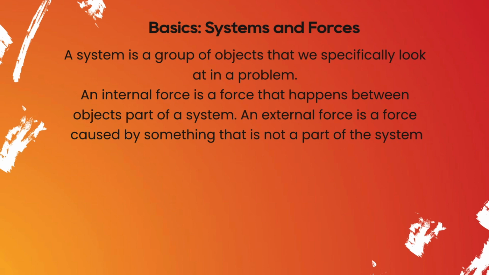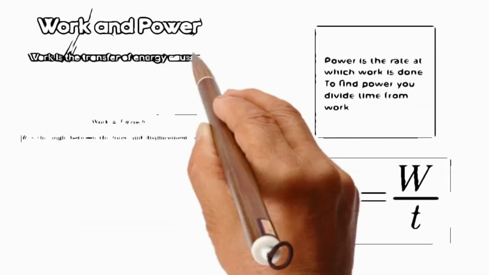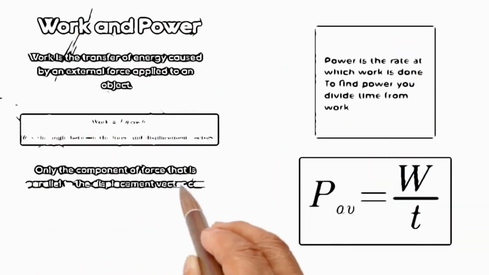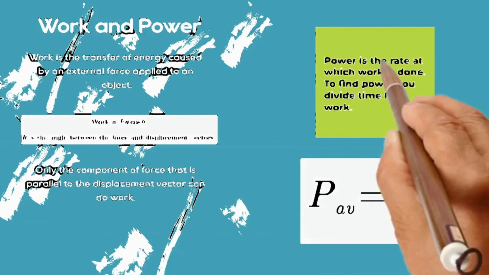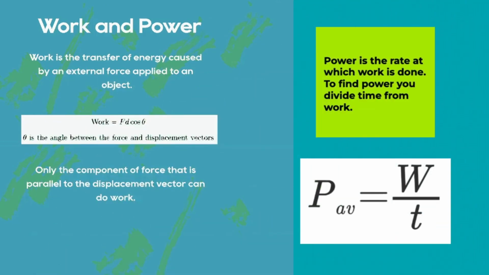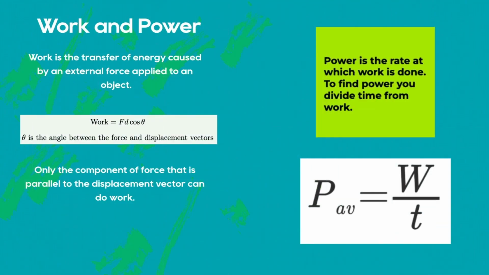Work and power. Work is the transfer of energy that is caused by an external force that is applied to an object. The formula is force times displacement times the cosine of theta, where theta is the angle between force and displacement vectors. Only the component of force that is parallel to the displacement vector can do work. So if the force vector is perpendicular to the displacement vector, then no work is done by that force. And remember that power is the rate at which work is done.